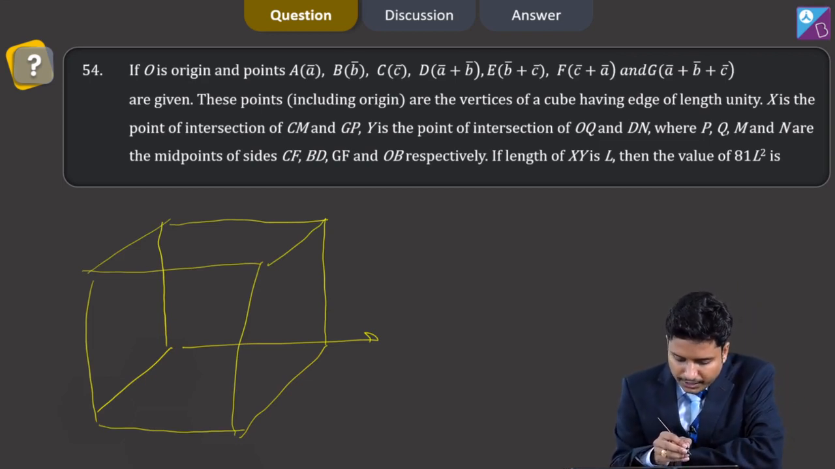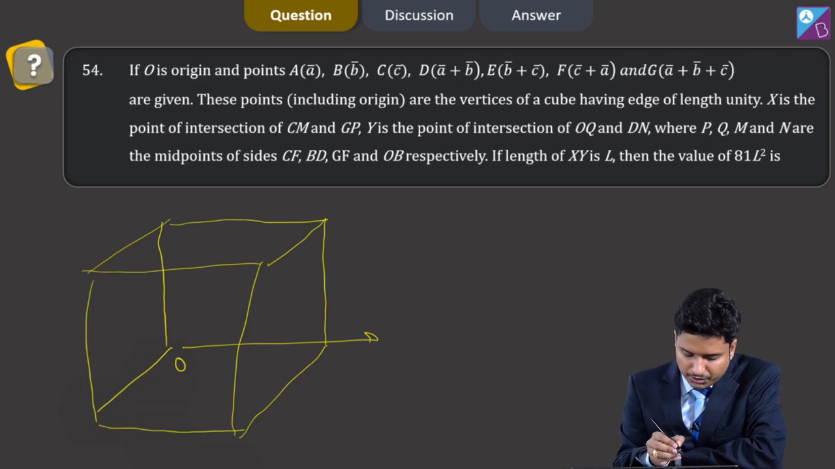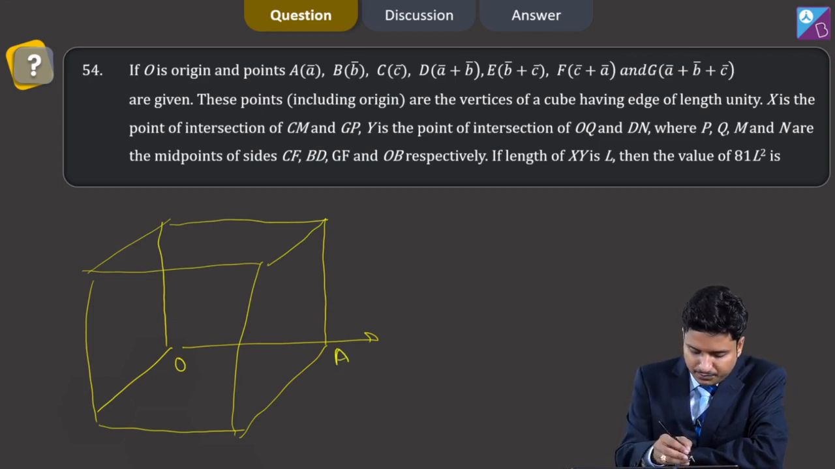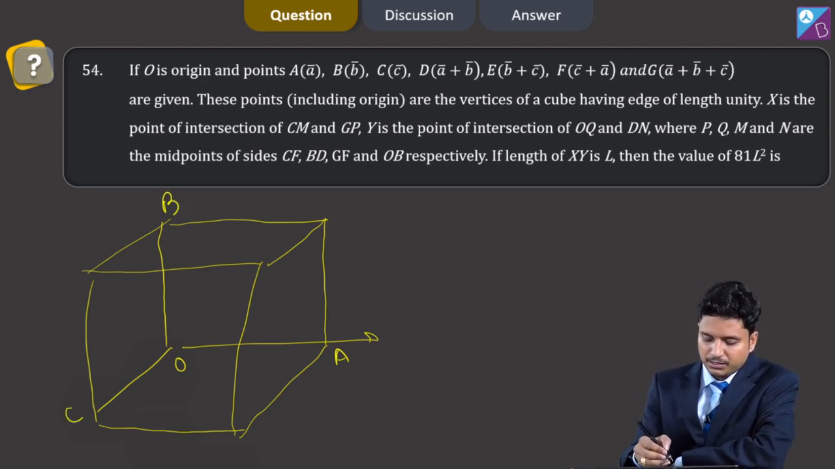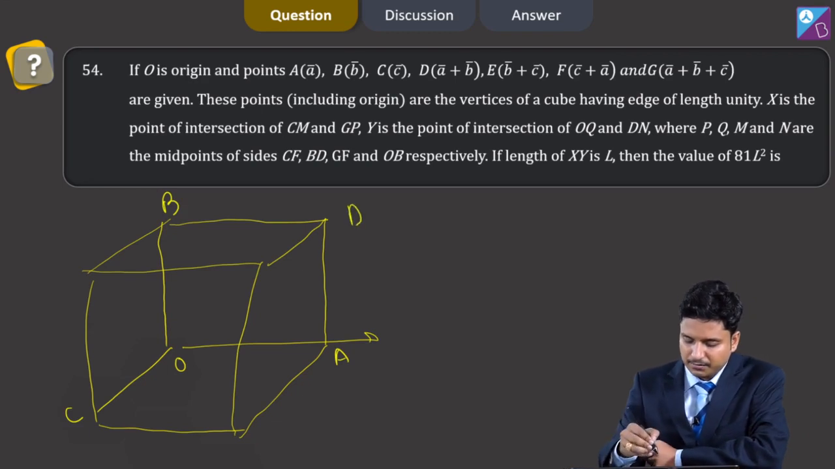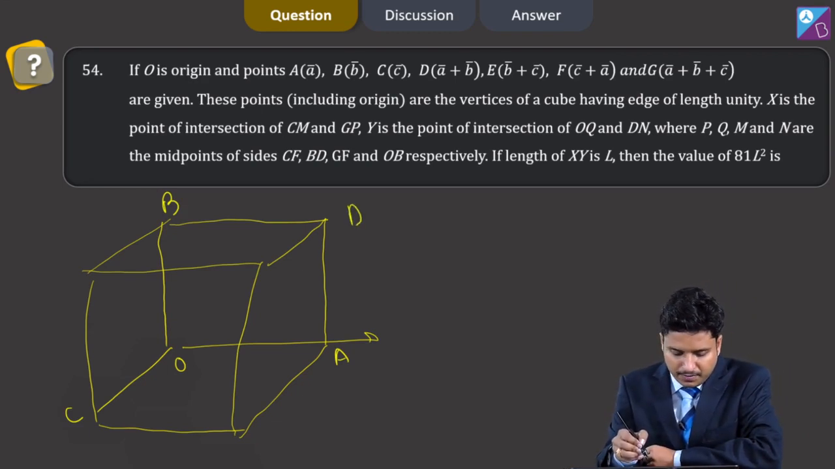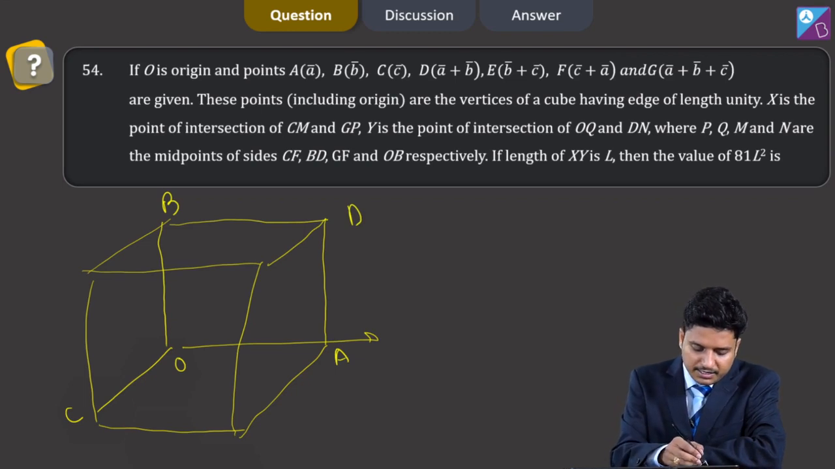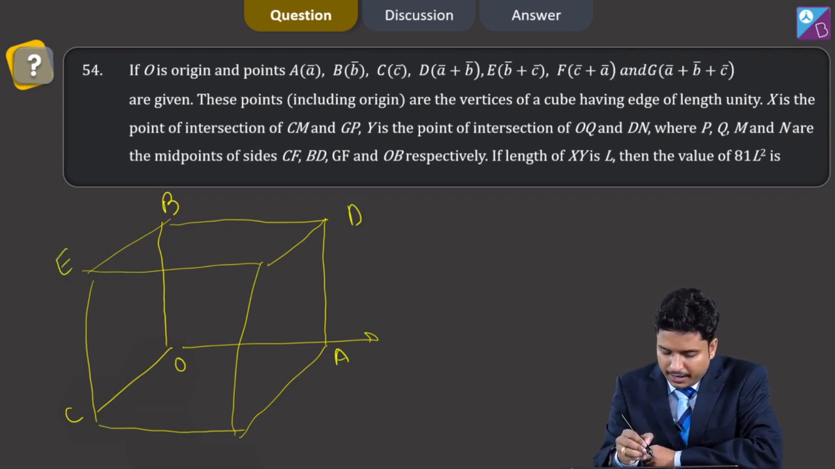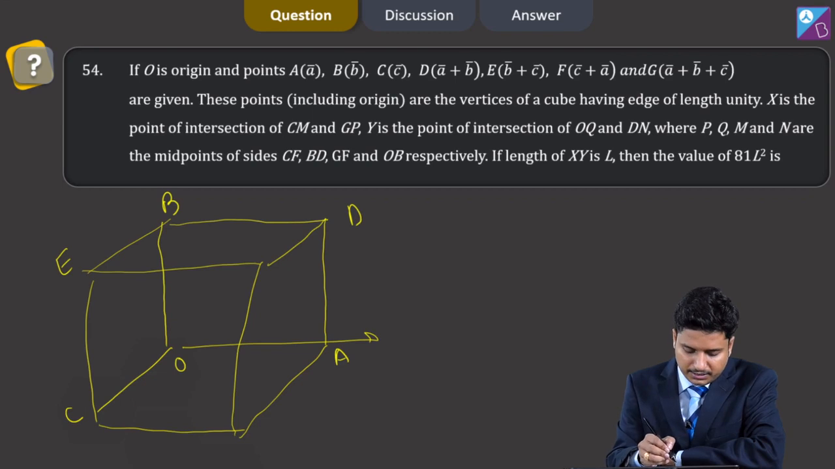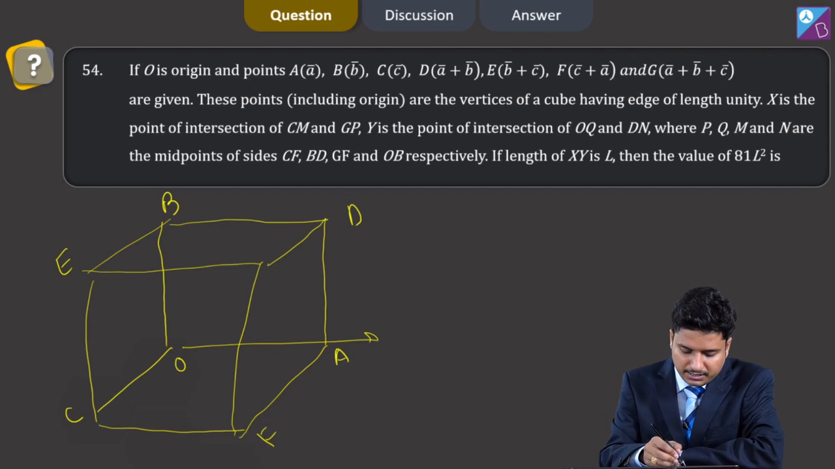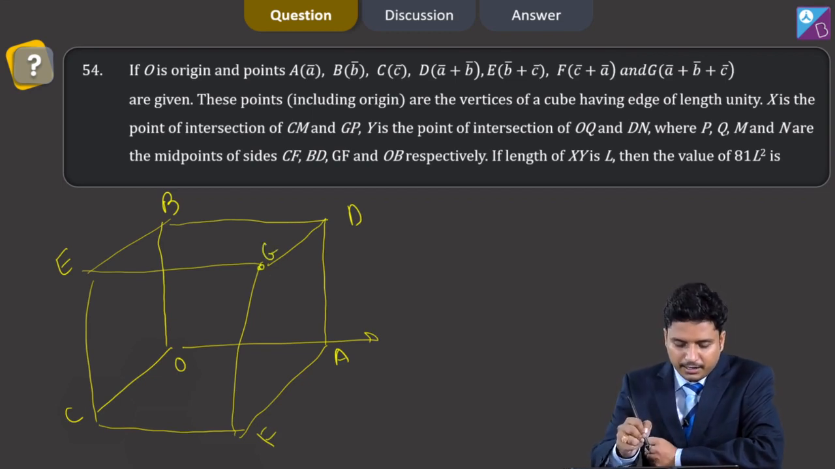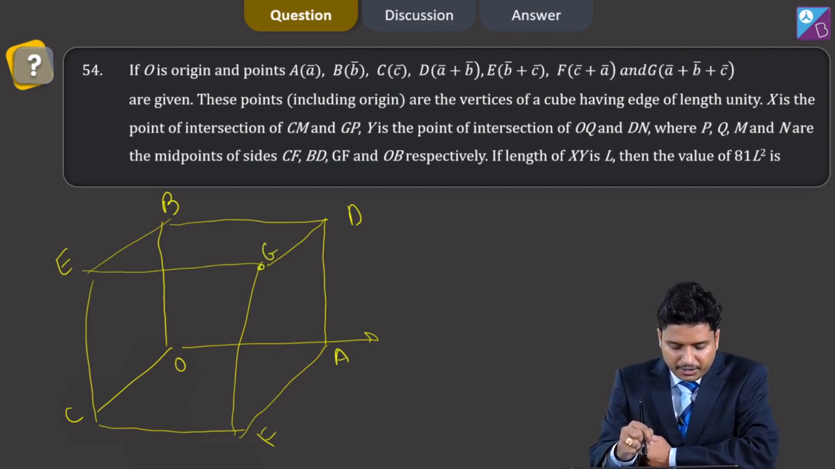So what is the situation? Actually O is origin, A is here, B is here, and C is here, with OA, OB and OC. Now D is A plus B, so it is here, and E is B plus C, and F is C plus A, and G is A plus B plus C, this point is G. Fine. So all these points are pointed over here.